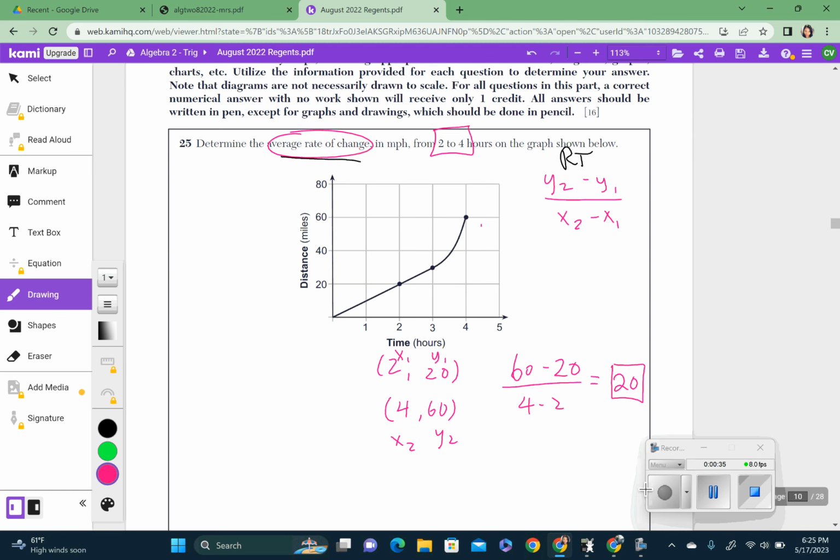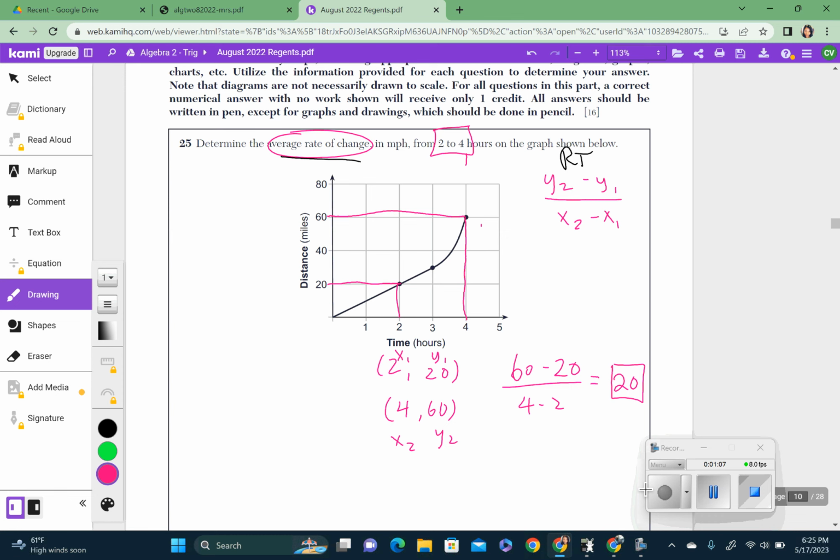So if x is 2, our y is 20, so 2 comma 20 is our x1, y1. The second point is going to be at 4. If we go up from 4, the number that matches with that is 60, so 4 comma 60 is going to be our x2, y2. Then we plug it into our formula: y2 is 60 minus y1, which is 20, so 60 minus 20 over 4 minus 2.